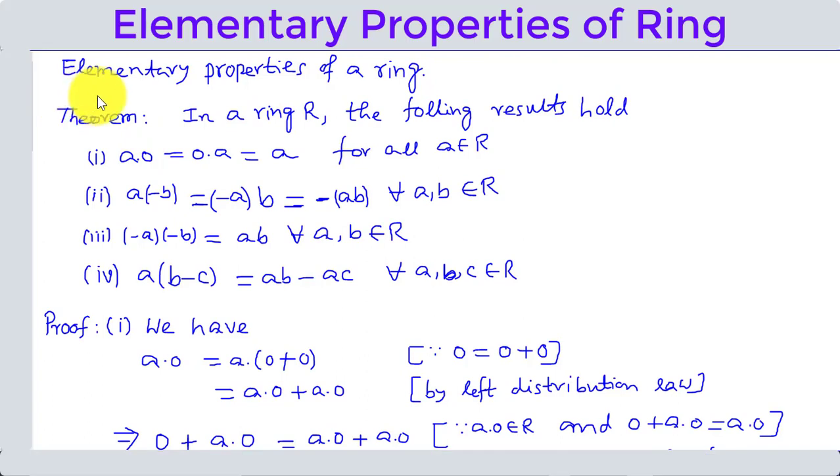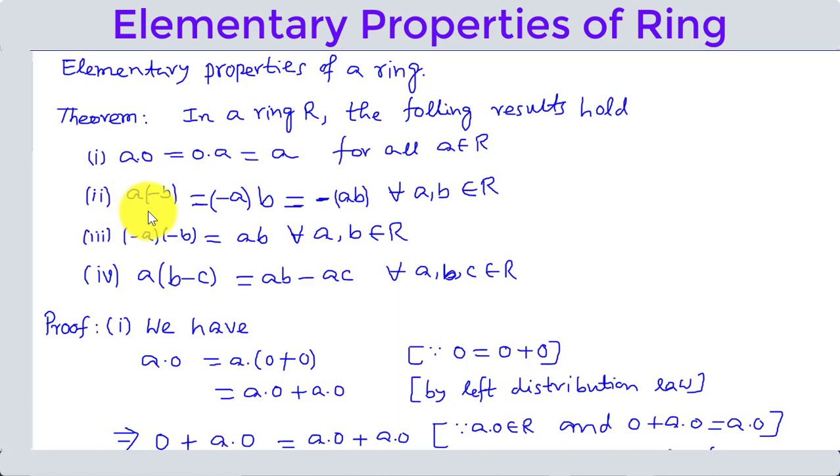Hello everyone, we are going to learn about elementary properties of a ring. Theorem: in a ring the following results hold. Number 1, a dot 0 is equal to 0 dot a is equal to 0 for all a belongs to R.